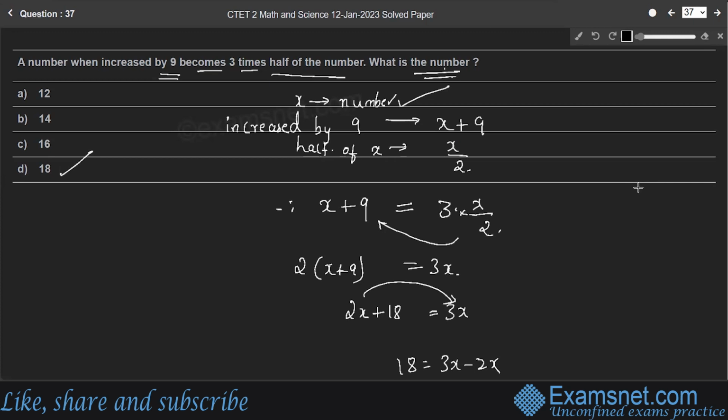So when it is increased by 9, it becomes 18 plus 9, which is 27. This 27 is 3 times half of x. So 3 times 18 by 2, where 18 by 2 is 9, again gives 27. Therefore, when the number is increased by 9, it becomes 3 times half of that number. Therefore, the number is 18. Option D is the right answer.